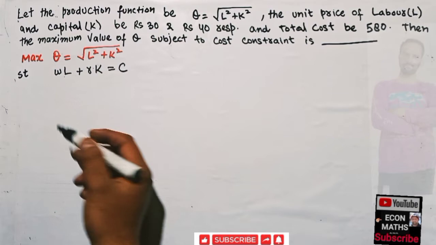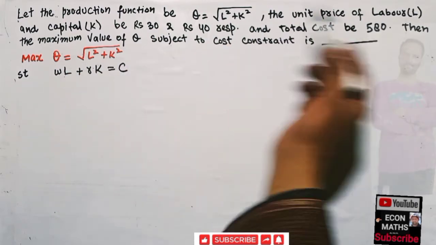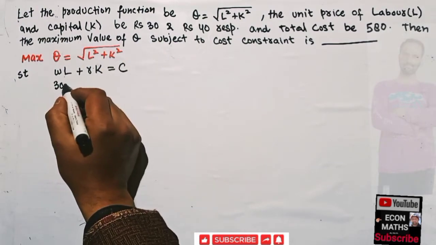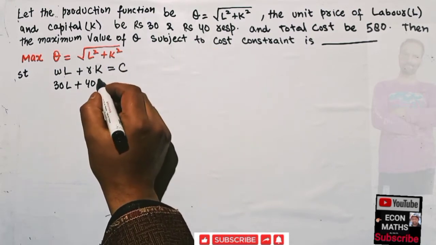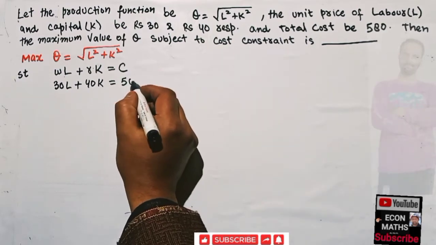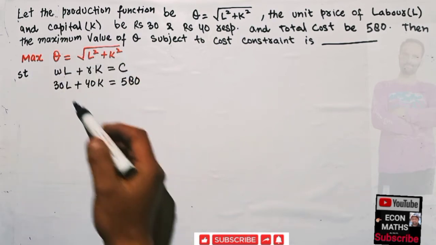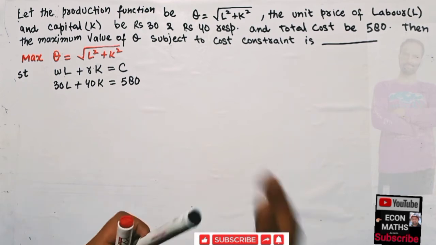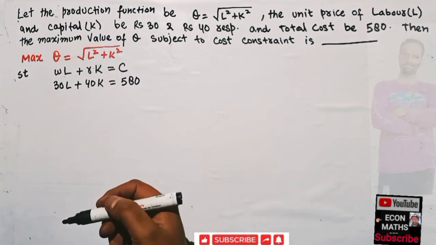Now the unit price of labor is 30, so in place of W we have 30L plus the unit price of capital is 40, that means 40K should be equal to the total cost of 580. So we want to maximize Q subject to this constraint. How do we maximize? Simple thing, we will use the tangency condition.